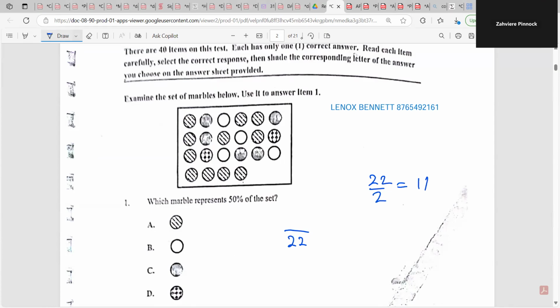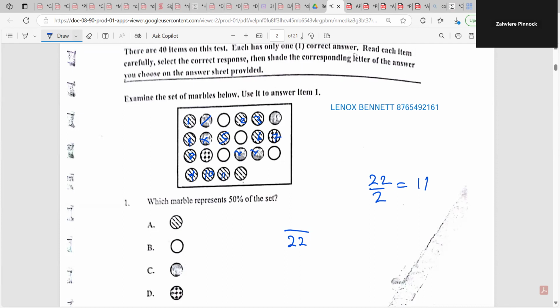So the one with the stripes, 1, 2, 3, 4, 5, 6, 7, 8, 9, 10, 11. You get 11 on that first one. You just leave that. So now the one with the shaded figure, 1, 2, 3, 4, 5. So 5 shaded ones. So you mark that out. The next one, the football looking ones. Just one football. You mark that out as well.